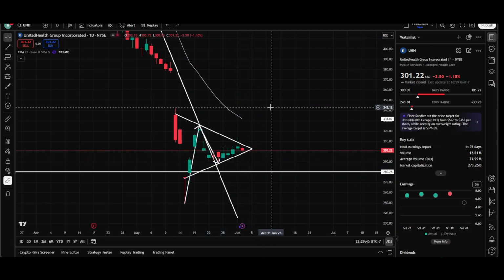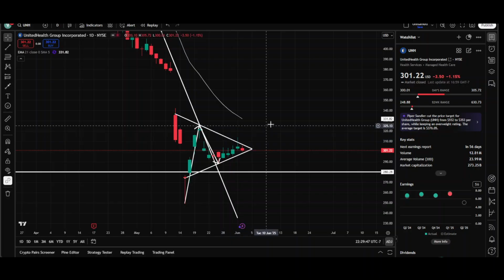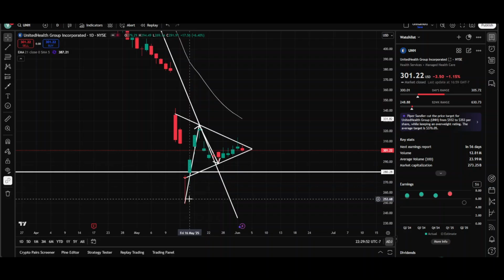It's not guaranteed to break out higher. You have to look at the context. The context is that we have an overextension in the market, a nice flagpole at a key support zone.